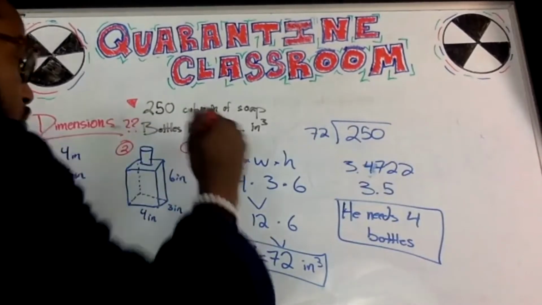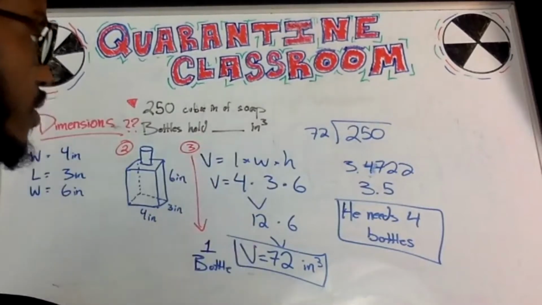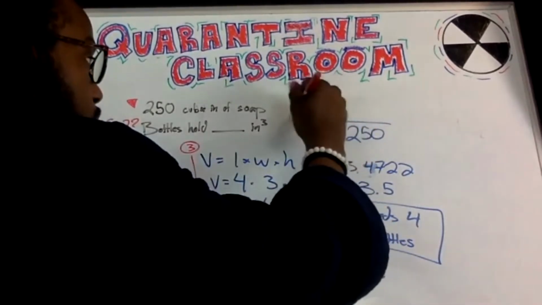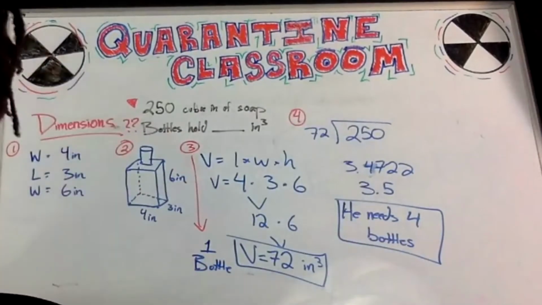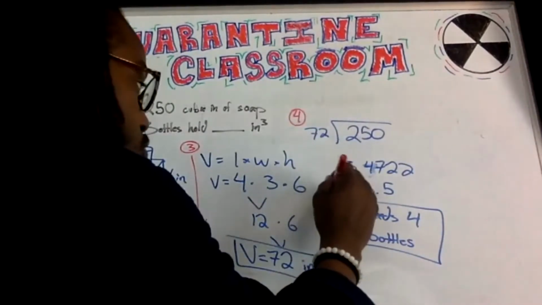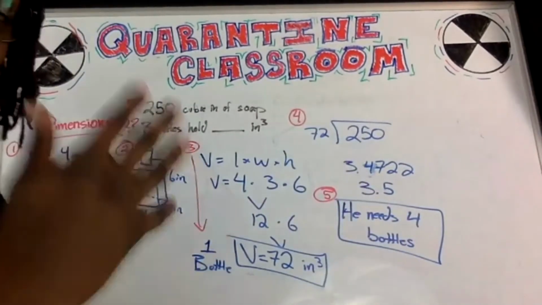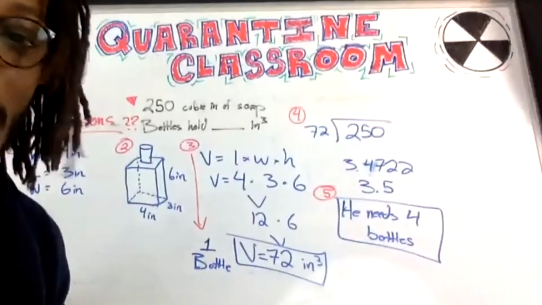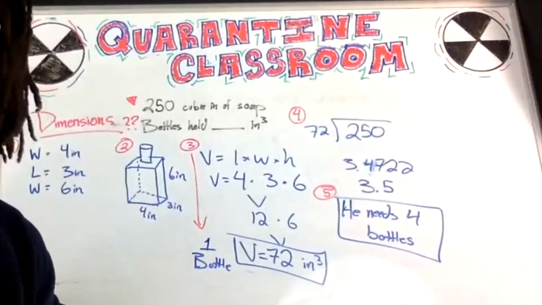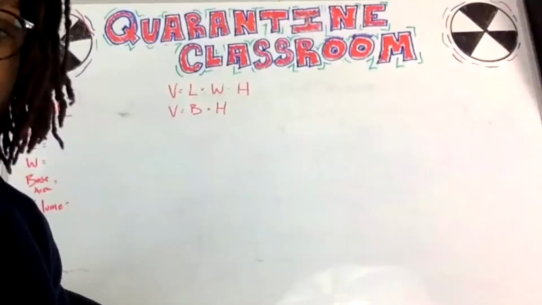Step 3 was to use the formula that's gonna help us solve for one bottle. And then step 4, we divided that to figure out how many bottles he would need if he has 250 cubic inches of soap. Which is how we got to our final answer, where we said that he needs 4 bottles to be able to put every one of these cubic inches of soap inside of something. That's the answer for number 1. You pause your video, and I'm gonna reset so we can do example 2.